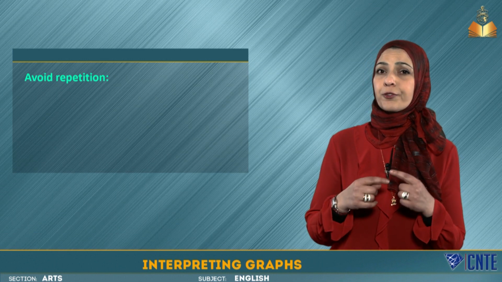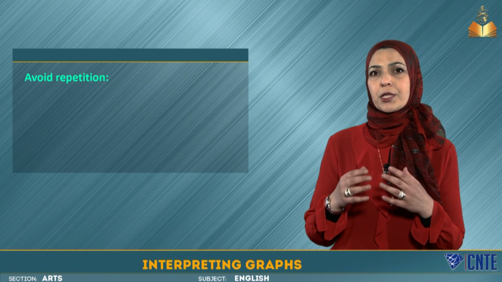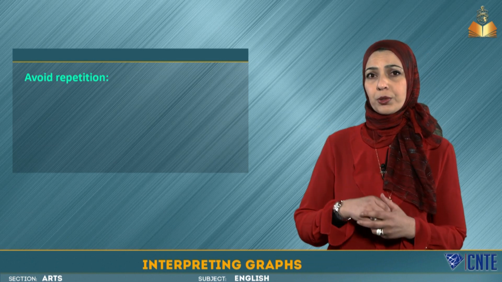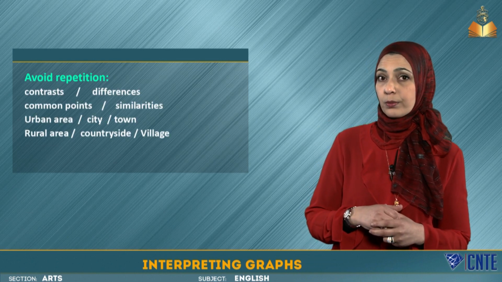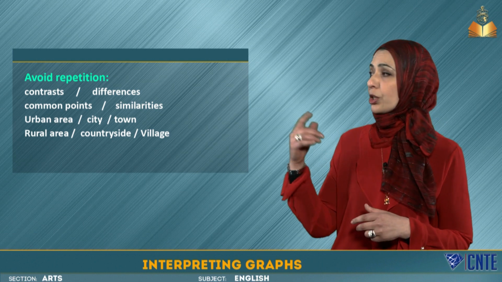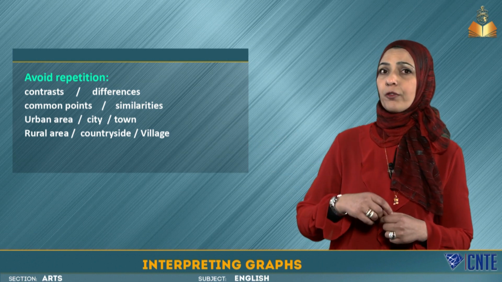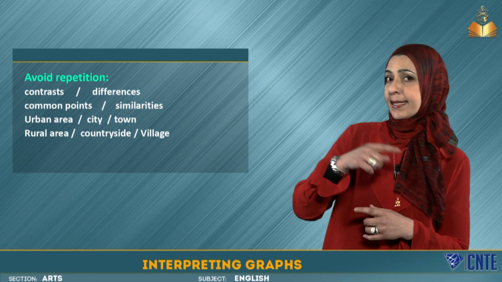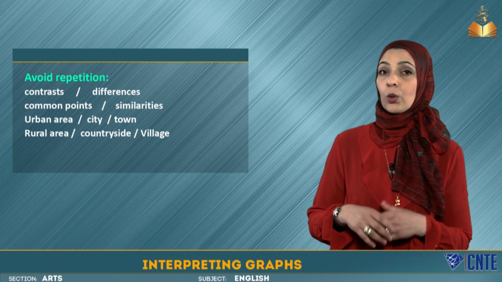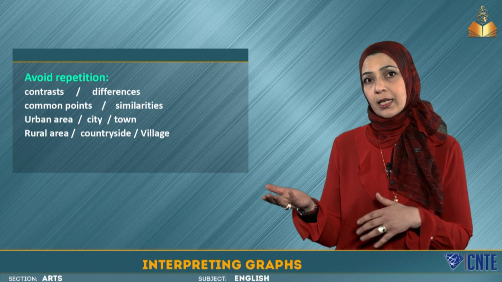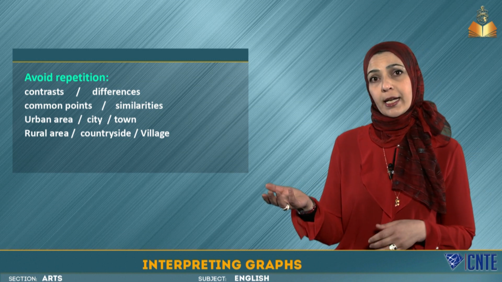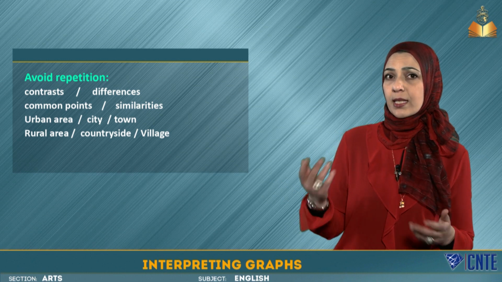Also, you have to avoid repetition by using words that have nearly the same meaning as the ones you already used. For example, use contrasts instead of differences, or common points instead of similarities, or urban area instead of city or town, or rural area instead of countryside or village, etc.